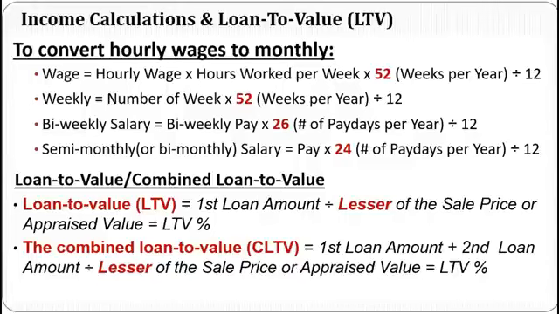I cannot tell you how many times they're still adding, and I'm like, what are they doing? You take the first loan amount and you divide it by whatever is lower, the sales price or the appraised value. Just press equal. For the CLTV, combined loan to value, you take the first loan amount and the second loan amount and divide it by whatever is lower.